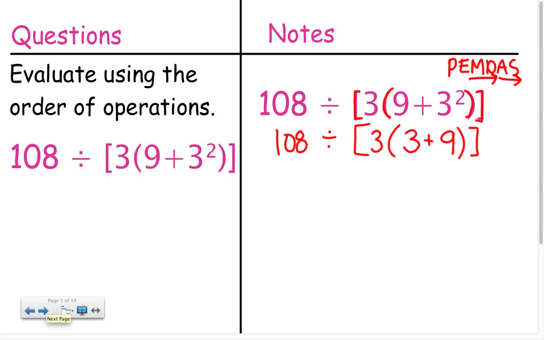All right, I keep going inside this parenthesis. 3 plus 9 is 12. Now I've just got the 12 in the parentheses, so there's nothing else I can do with that number, so I go to these outside brackets, and I have 3 times 12 is 36.